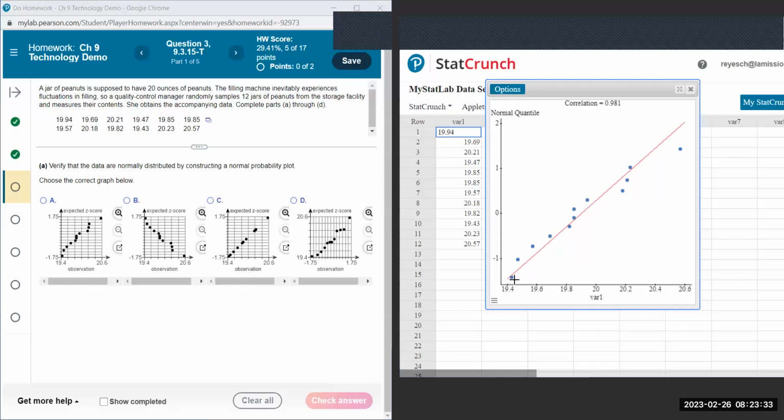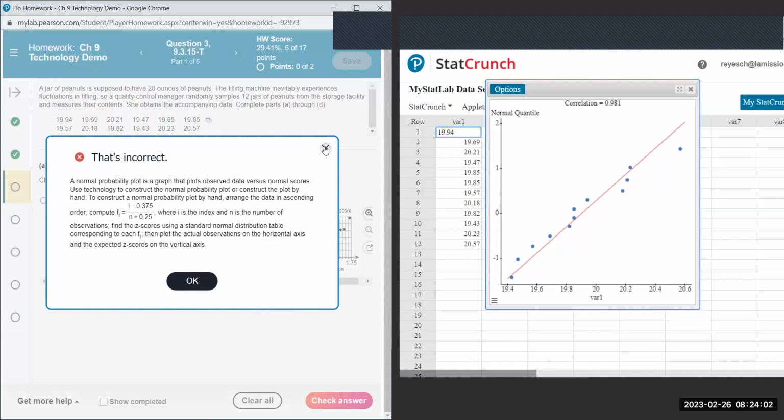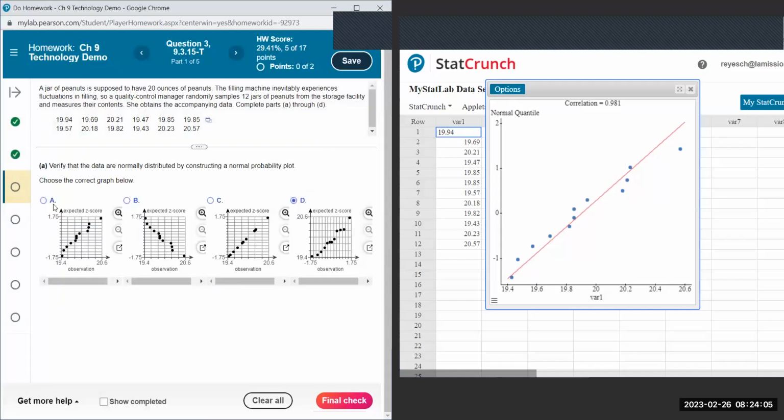I'm looking at the rest of the points. So this last one's about 20.6, 20.5 at a height of a little bit below 1.75. So I think this one's too low. This looks like it's less than 1.5, and this one looks like it's 1.75. So yeah, then it must be this first one. Nope, that's incorrect. So then it's this one.